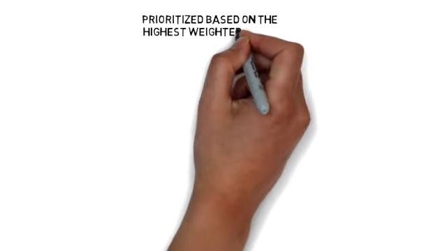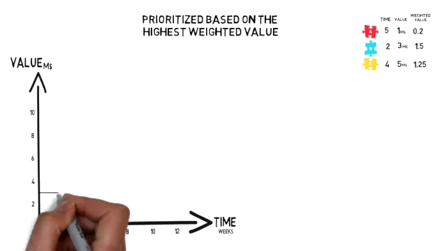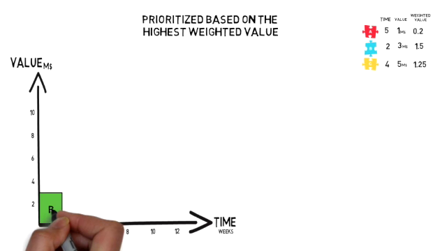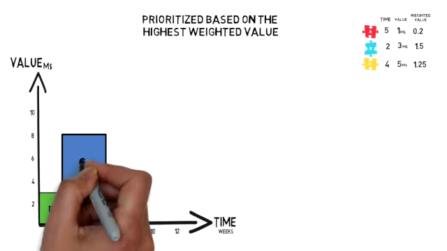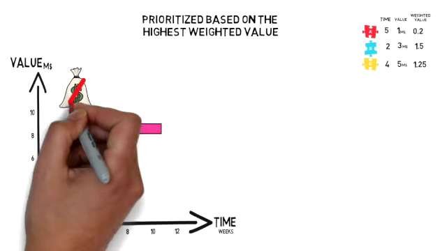Let's look now at the second scenario, where we order these features based on the highest weighted value. In this scenario, we start with feature B that has the highest value rate. It will take 2 weeks and generate 3 million, then feature C in 4 weeks, and then last feature A in 5 weeks with a 1 million value. We can still see that we have some unrealized value worth 16 million.